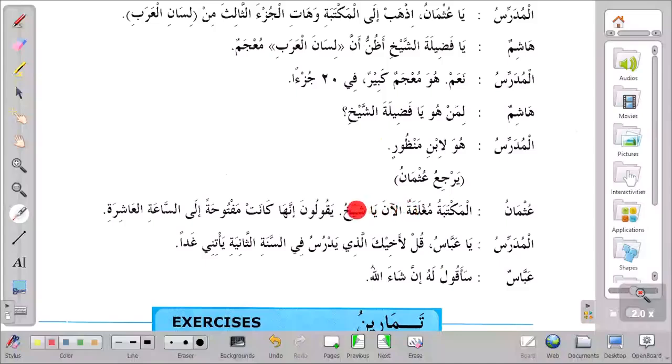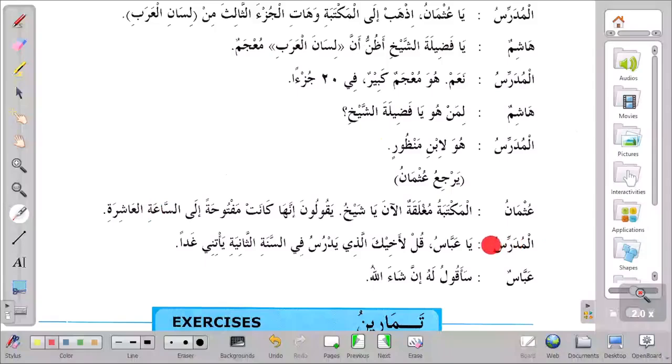Ya Sheikh, oh Sheikh. Yaquluna innaha kanat maftuhatan. They are saying that indeed it was open. Ila sa'atil ashirati, it was open until 10 o'clock. I don't know from what time to 10 o'clock, but it was open until 10 o'clock.